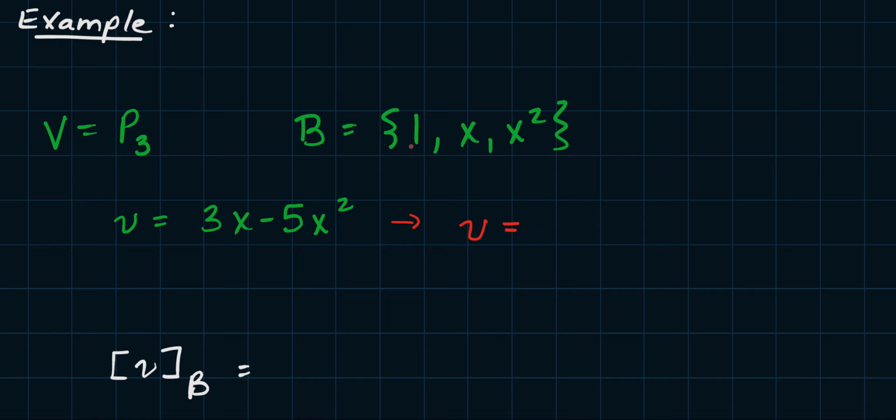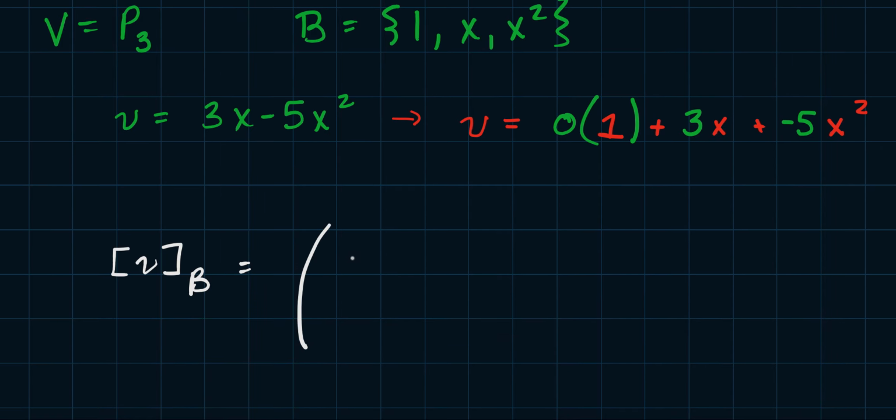v, now this basis is really easy. I need a coefficient in front of 1, plus a coefficient in front of x, plus a coefficient in front of x squared. And most of that information is right here. You can see that we have a 3 in front of the x, a negative 5 in front of the x squared, and then we don't have a constant, so let's put a 0 in front of this 1. So now, because we're in the right order, the coefficient matrix is just 0, 3, negative 5. Pretty simple, right?